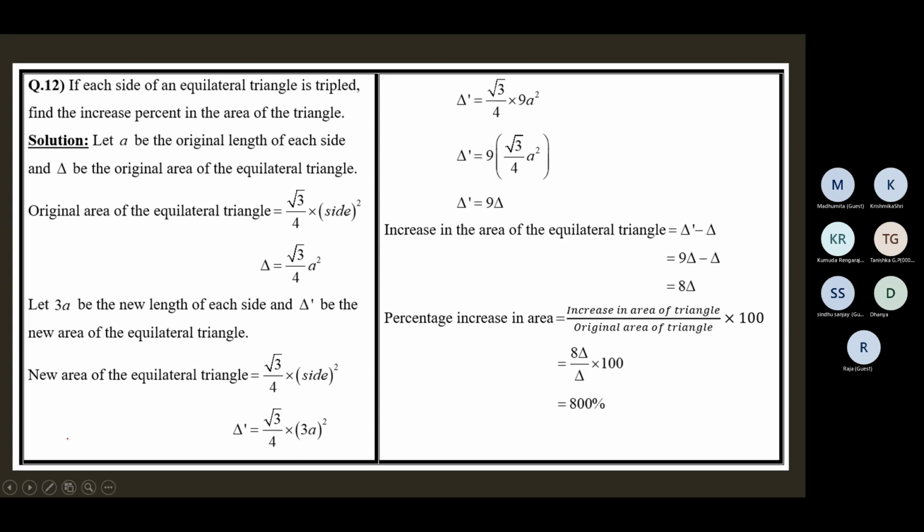Now what's the percentage increase in area? Increase in area by the original area into 100. Increase in area is 8 delta, original area is delta, into 100. Delta and delta get cancelled. 8 into 100 is 800. So the percentage increase in area is 800%. Is it clear, children? Yes, ma'am.